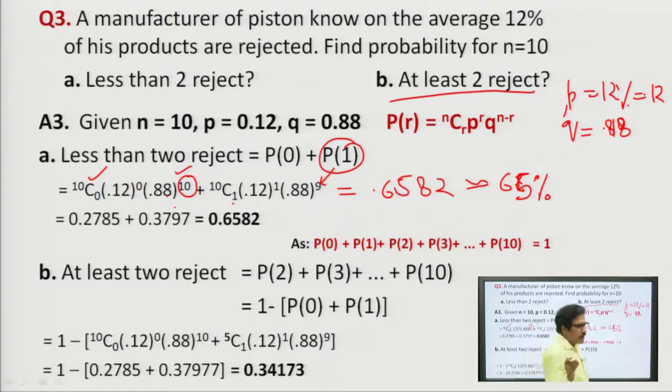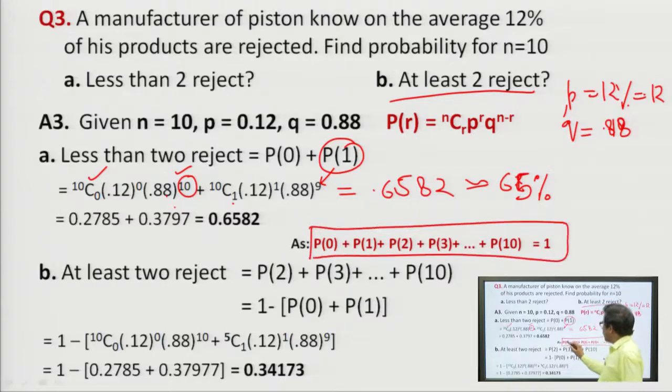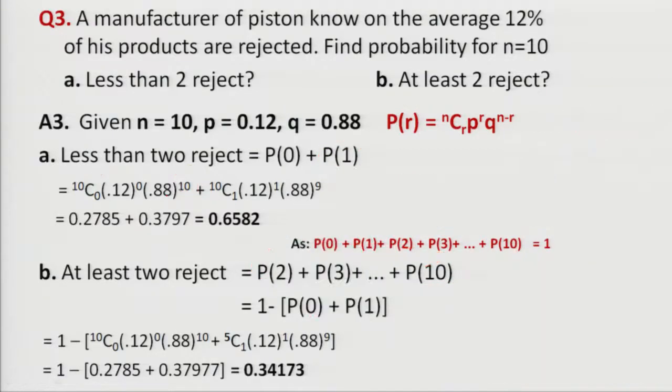This is an important case. At least 2 rejected means 3 products might be rejected, 4 products might be rejected, 5, 6, 7, 8, 9, 10. And we know the basic concept that the summation of all these probabilities is equal to 1. No product rejected, 1 product, 2 products, 3 products, up to 10 products rejected sums to 1. And you have to find out at least 2 rejected. At least 2 rejected means more than or equal to 2, that is 2, 3, 4, and by using this formula, this is equal to 1 minus (P0 plus P1). Find out the values of P0 and P1.